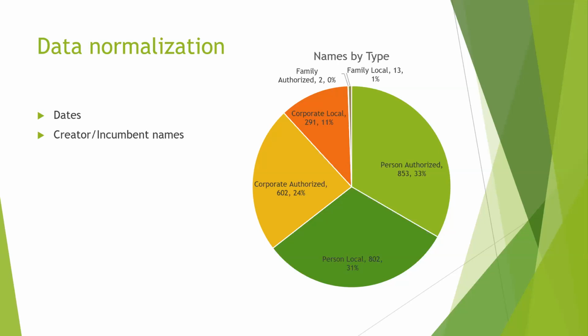So in total, 2,563 names were present. About half of those ended up being local names, and the other half were authorized names. Also in our accession data, there were some accessions that had no agents to be linked to them, but for a more limited number, up to 7 agents were linked as creators to the accession.